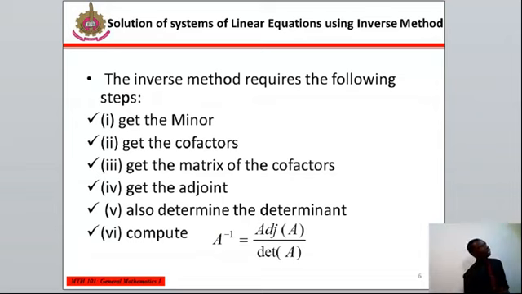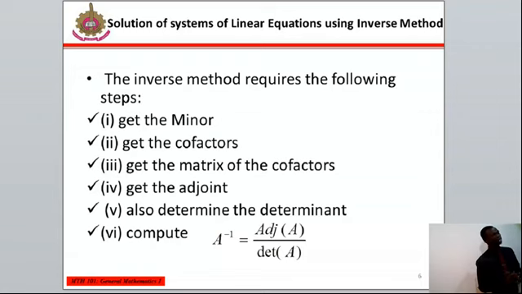Let's go to solution of systems of linear equations using inverse method. This time we are not using Cramer's rule, but instead we are using inverse method. But like Cramer's rule, inverse method also has some procedures that you have to follow if you want to obtain your unknowns.